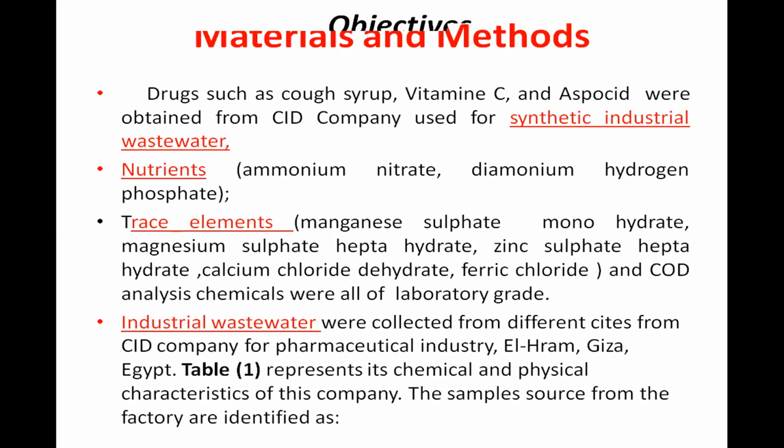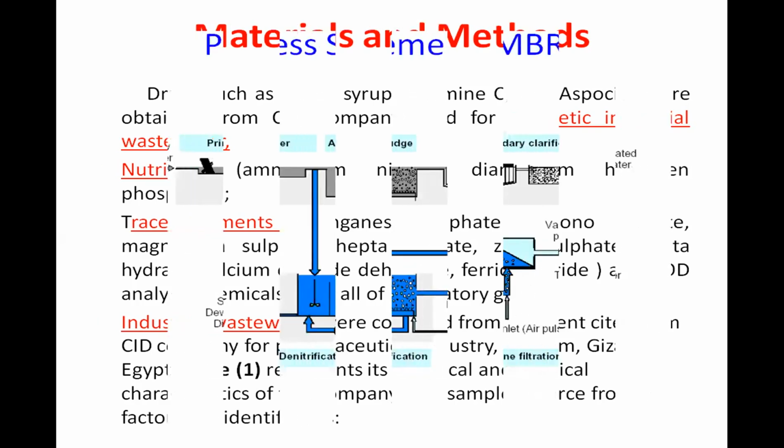In this study, we use many drugs such as cough syrup, vitamin C, and ascoseed. These drugs were obtained from the seed company. Nutrients are ammonium nitrate and diammonium hydrogen phosphate, and trace elements such as magnesium sulfate monohydrate, magnesium sulfate heptahydrate, zinc sulfide, and so on. Industrial wastewater was collected from different sites of the seed pharmaceutical industrial wastewater. The characterization of this industrial effluent is represented as follows.